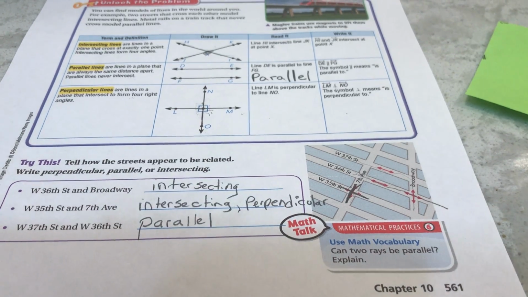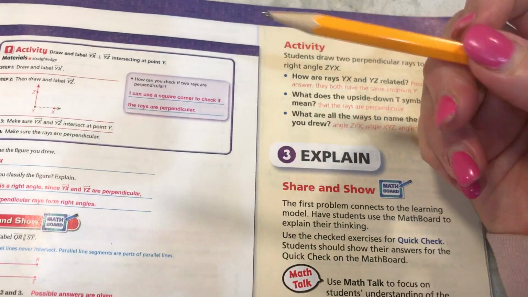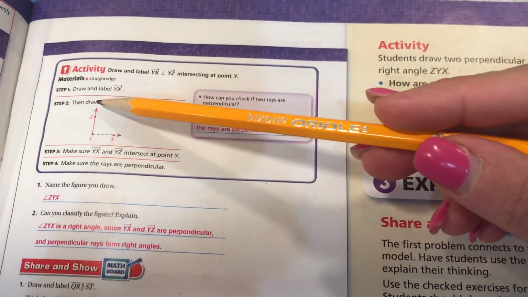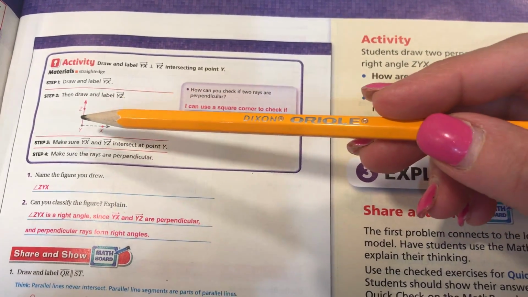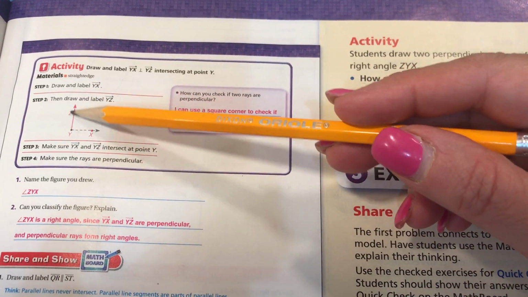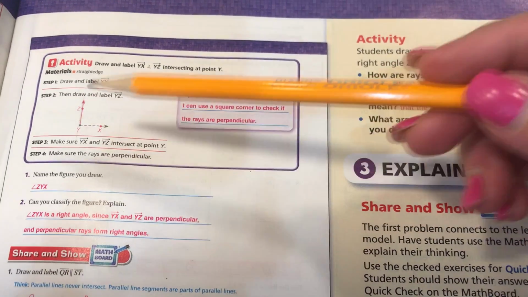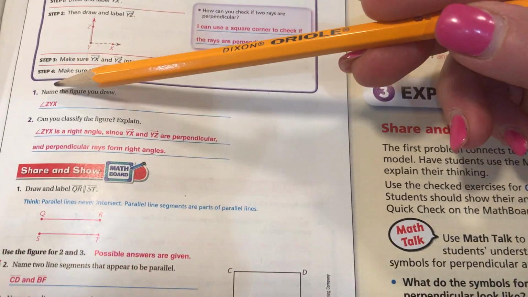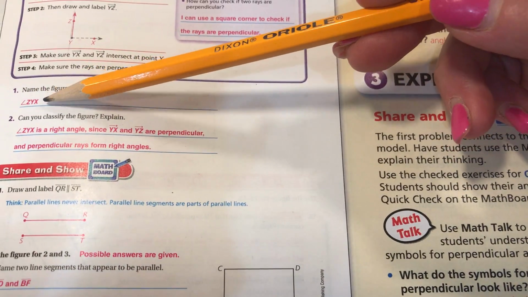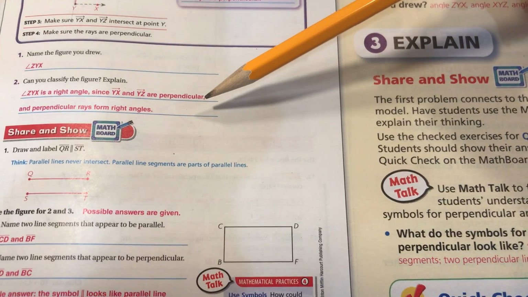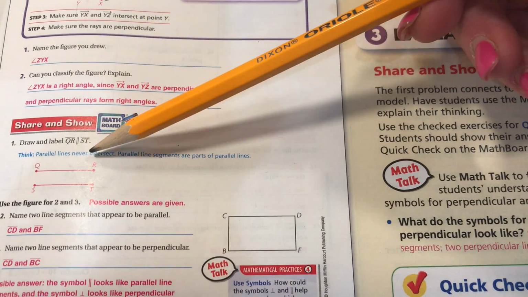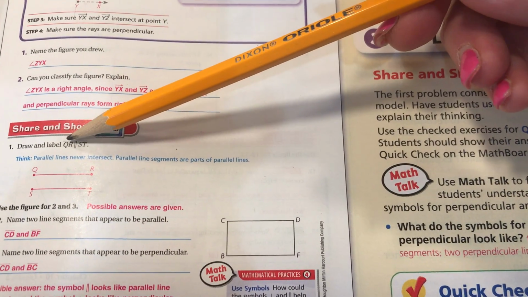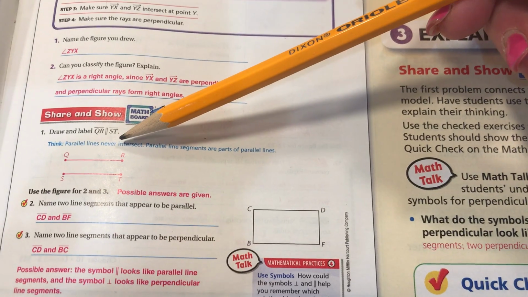But let me just show you the answer key for the rest. So here you had a label. They gave you the one line already, and yet you had to label this here. So hopefully you made like an uppercase L, it kind of looks like. And then here's angle ZYX is the answer there. You can see the other answers. They wanted you to draw line segment QR down here in the share and show.